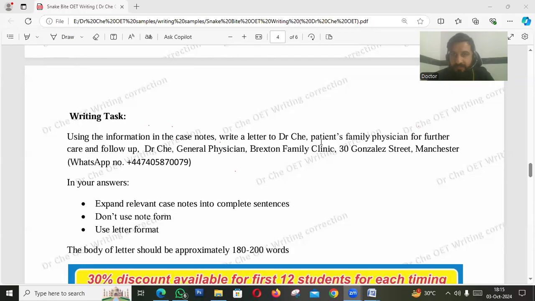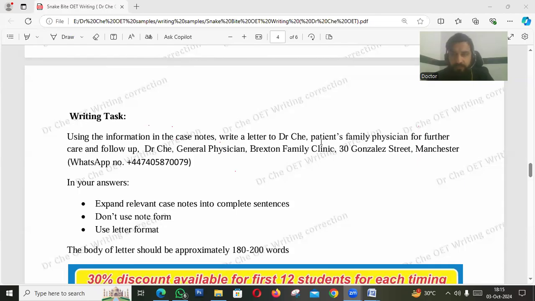I would like to share my experience because I appeared twice for this OET exam, and each time I got 320 scores. You have taken OET classes already two times? Yes, and each time I got a 320 score in writing.